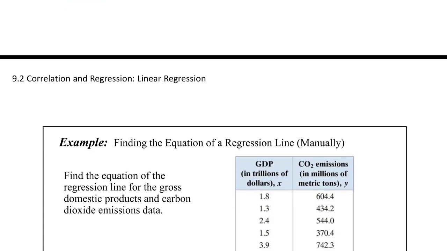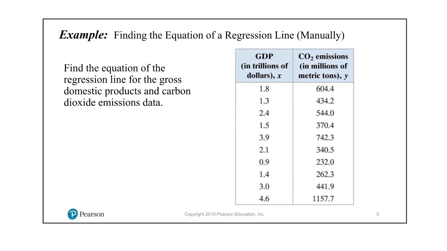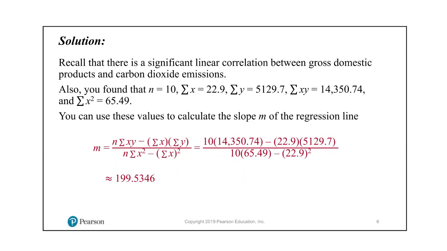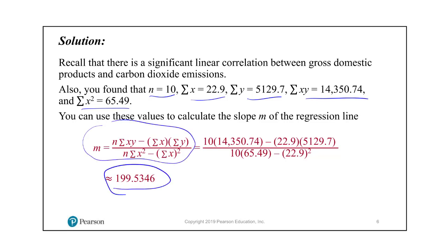So what would this look like for a data set that we've studied before? If we wanted the equation of the regression line for this GDP versus emissions data, again, we saw this before and we did find that the correlation was significant. So here's the calculation we would go through. You had your 10 data pairs. Here's your sum of x's, sums of y's, sums of the products, and sums of x squared. Put this all in to this equation, and there's the slope that you would get, 199.5-ish.